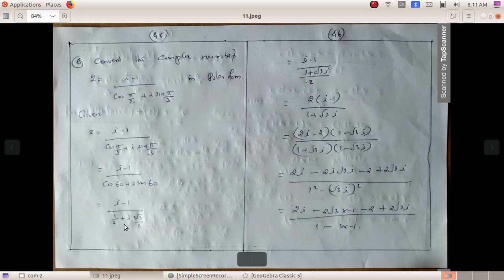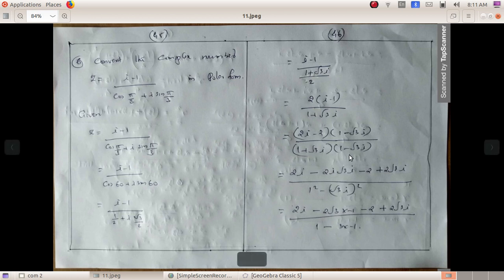So i minus 1 divided by cos 60 is 1 by 2 plus i sin 60 is root 3 by 2. Then after cross multiplication, here the denominator is the same, so no need of cross multiplication. You can cross multiply, but there is no need. Then (i minus 1) divided by (1 plus root 3i by 2). So this 2 will be the numerator. 2 into (i minus 1) divided by (1 plus root 3i), that is (2i minus 2) divided by (1 plus root 3i), and then taking its conjugate and multiplying to both numerator and denominator.